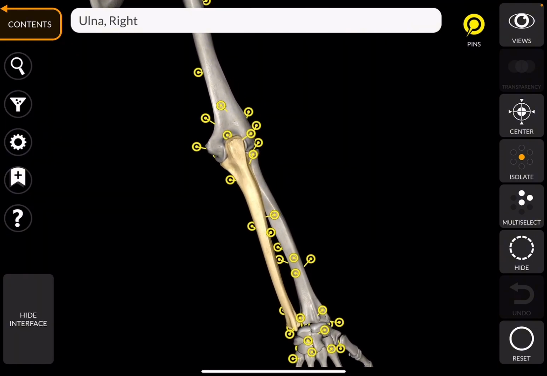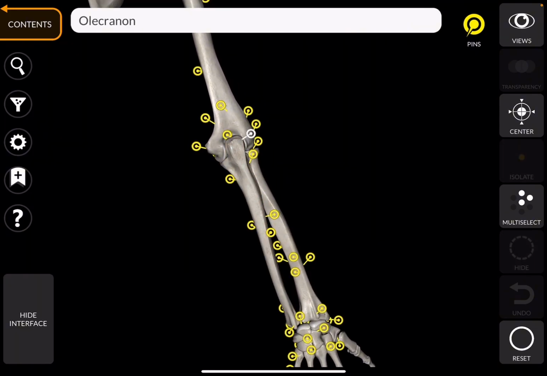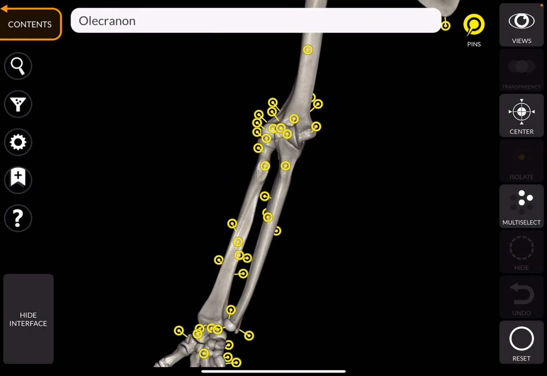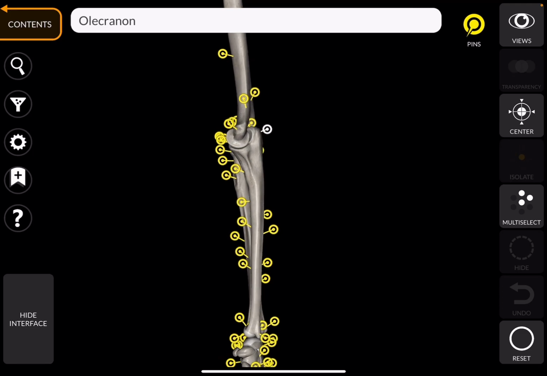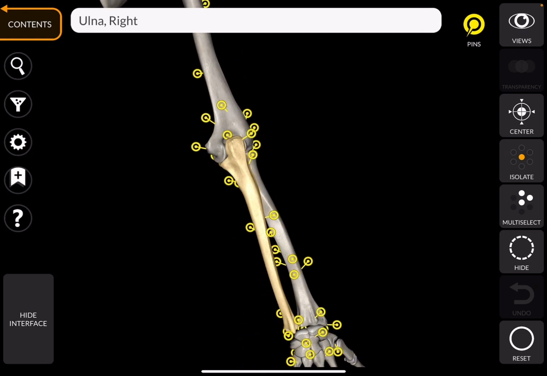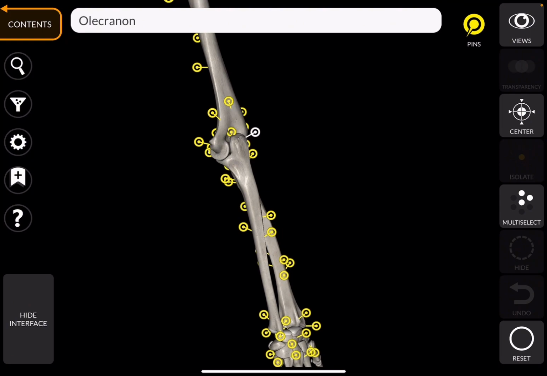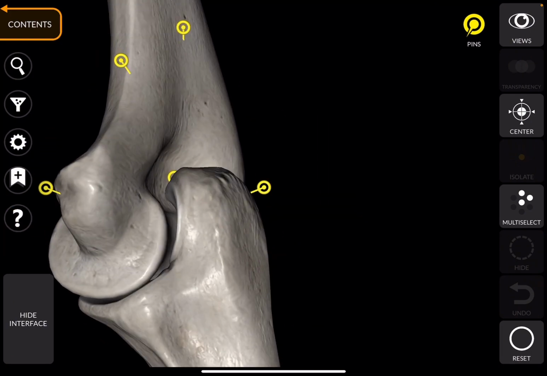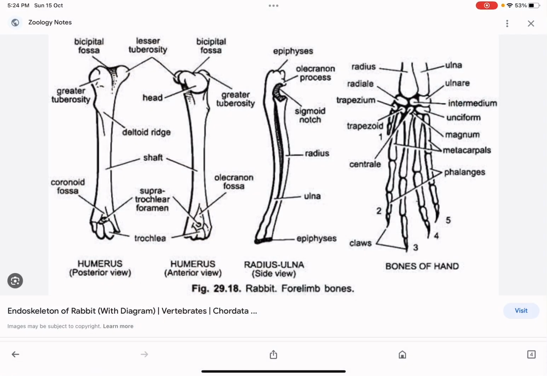This ulna has the olecranon, which is like a hook that accommodates the humerus of the upper arm. So this is a notch, or a projection, that is present. This is the olecranon. Now if we go and see over here, this is the ulna of a rabbit.